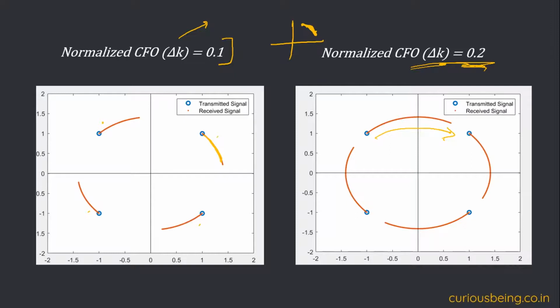Does it become clear? Yeah, Pulkit, can you repeat this? What is that maximum phase shift?